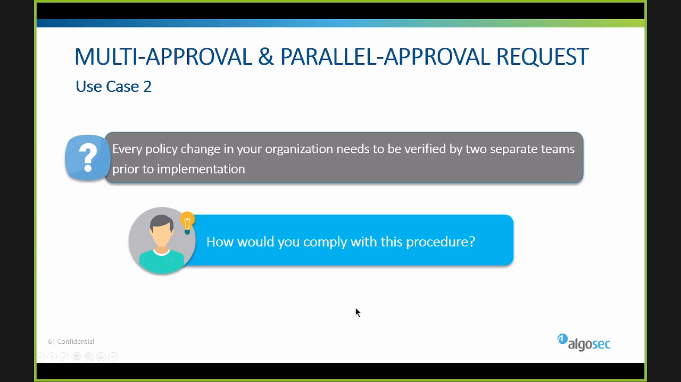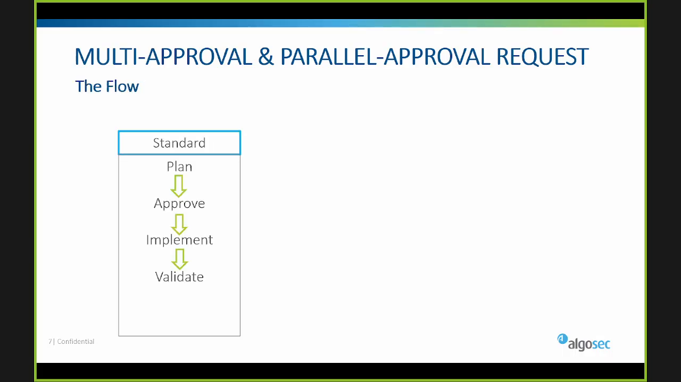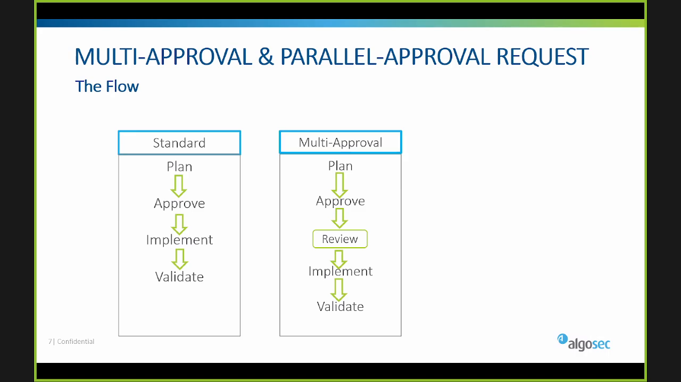So let's see how we can meet these use cases. Our standard flow at the beginning goes plan, approve, implement, validate, and then match. In the multiple approval, we introduce a new stage. Here it's plan, approve, review, implement, validate, and match. We'll see how that looks in the workflow in just a moment. It's actually a new stage with a new responsible owner.